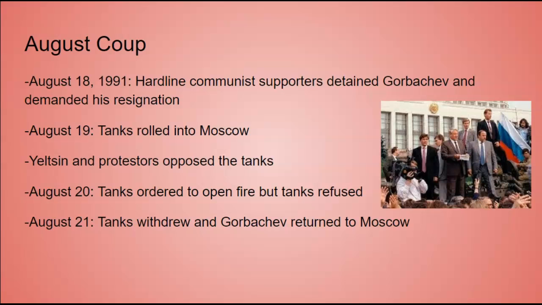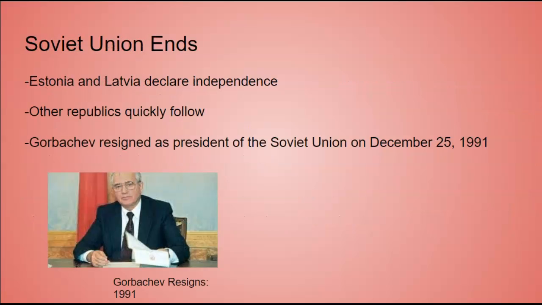At midday, Yeltsin came out and stood on a tank declaring, quote, "We proclaim all decisions and decrees of this committee to be illegal. We appeal to the citizens of Russia to demand a return of the country to normal constitutional developments." End quote. The next day, the hardliners ordered the tanks to fire on the crowd, but the soldiers refused, and on August 21st, the tanks withdrew and Gorbachev was allowed to return to Moscow.